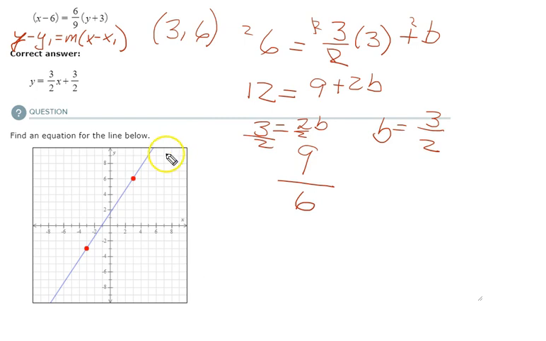Teacher makes it look so easy. So our correct formula then would be the slope, which we say is 3 halves once we simplify it. And our y-intercept is 3 halves. So if you look at that, it's going right through between 1 and 2 at 3 halves. Okay.